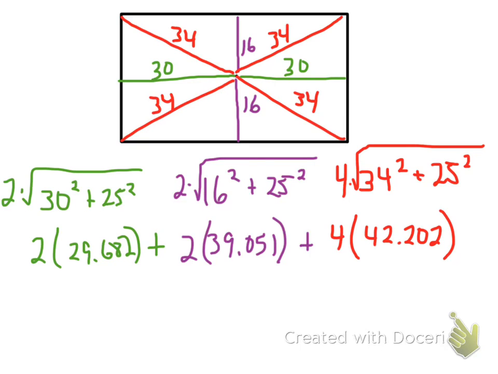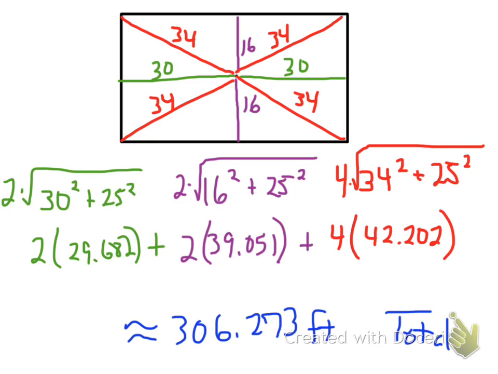Solving Pythagorean theorem for each of these, I get those numbers. And then the green one, since there was 2, and the purple one, since there were 2, I multiply each length by 2. The red one, there was 4, and I get a grand total then of 306.273 feet approximately.